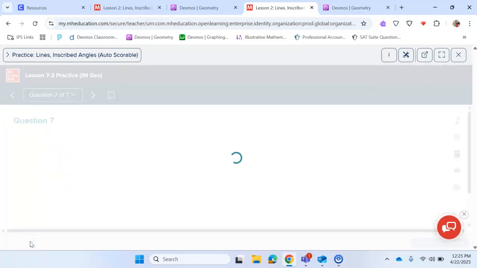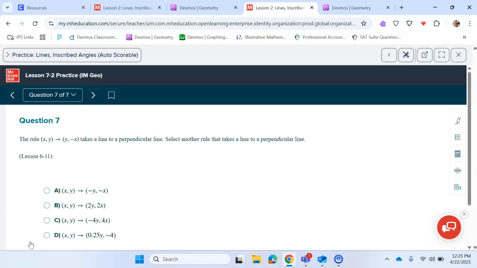Question 7. The rule x comma y then y comma -x takes a line to a perpendicular line. Select another rule that takes a line to a perpendicular line. So another one, I believe, would be answer choice C. And I'd like to show you.